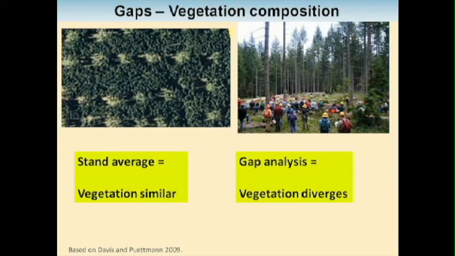One thing I want to point out with gaps is the scale issue. When we do a gap analysis and compare the condition inside the gap, walking into the adjacent forest, we of course find that even in the short term, quite a divergence of vegetation. If we do the same analysis at the stand level, if we take average conditions of a stand with gaps and compare them to average conditions of a stand without gaps, we don't see that impact, even if you have quite a few gaps in the stand.